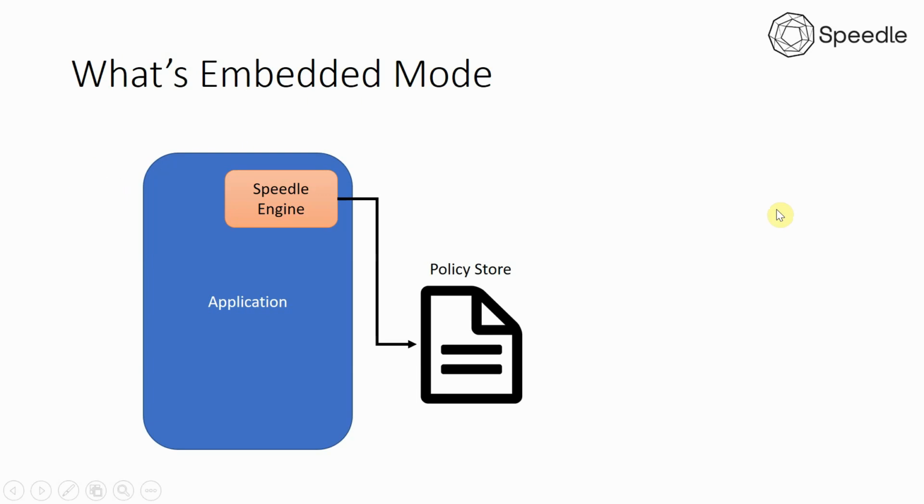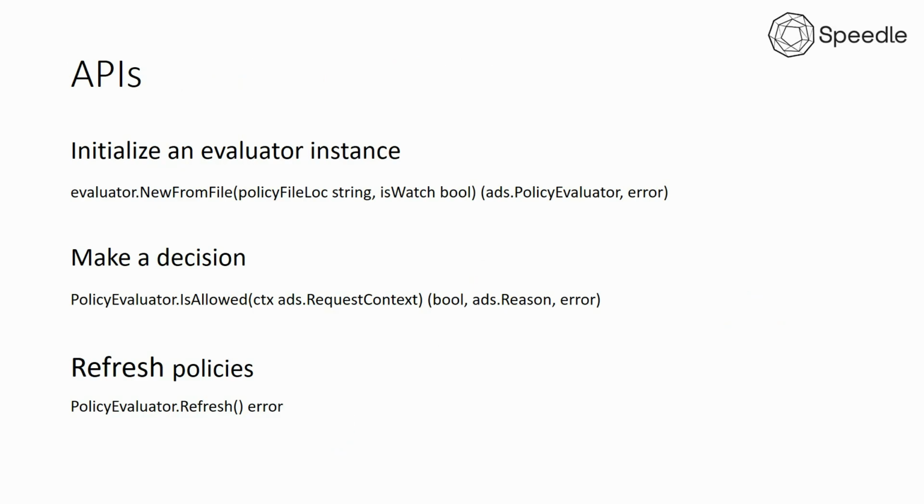The embedded mode means that the Speedle engine runs as a part of your application. And currently, the APIs for embedded mode only support Golang. There are three major methods for embedded mode. To initialize an evaluator instance, the method is new_from_file. This method accepts two arguments and returns the evaluator instance.